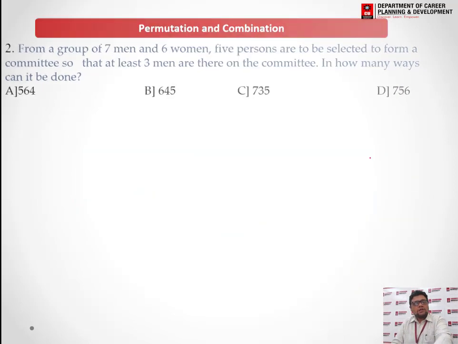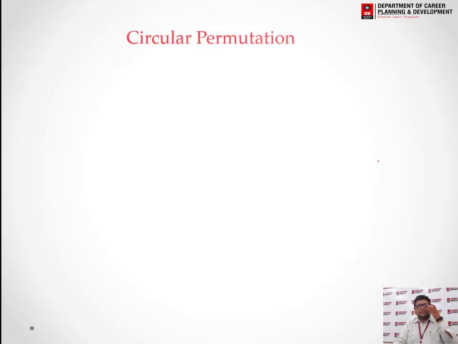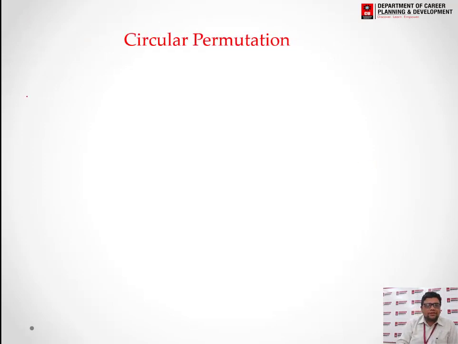Okay, so now let us see another concept, circular permutation. Firstly, we have discussed the simple permutation where we arrange the different persons in a row or in a line or anything. Now circular permutation is what? If we have to arrange those men in a circle.